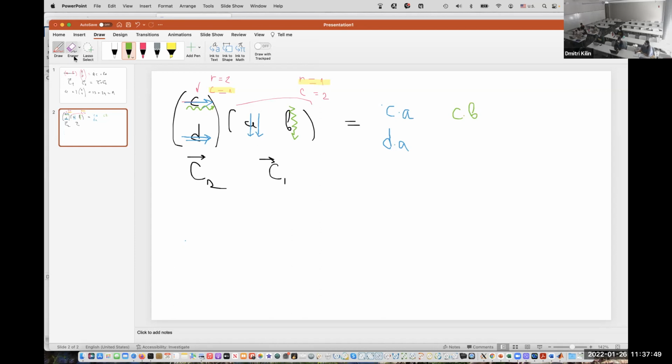And if we go through the second row of the first object, row by column will be D times B.